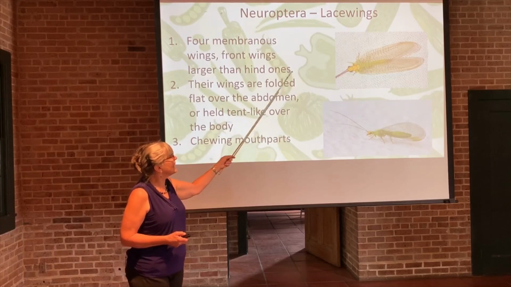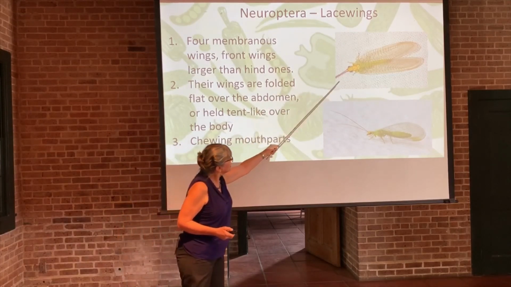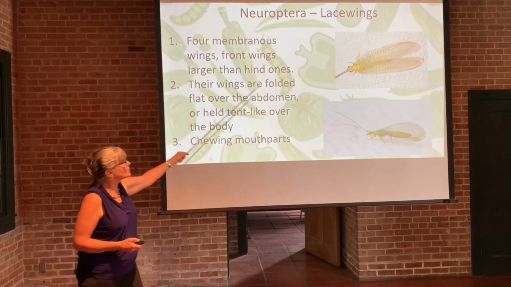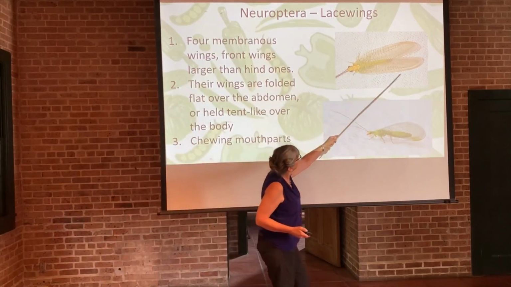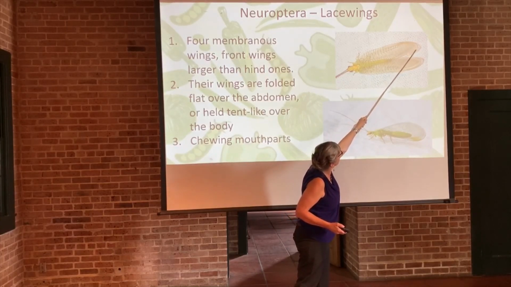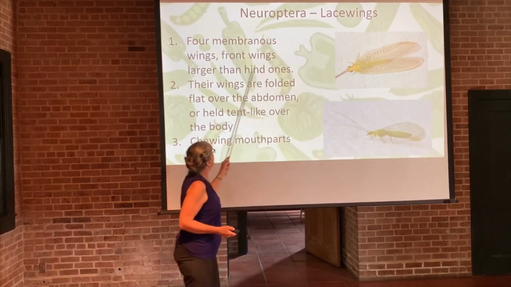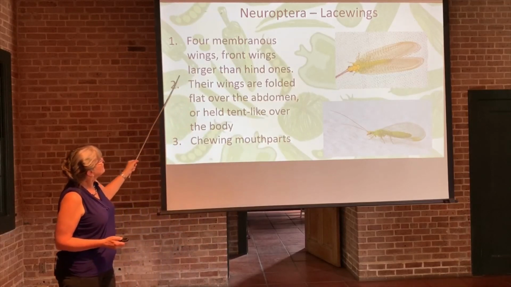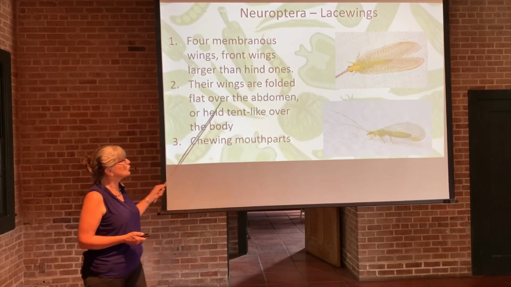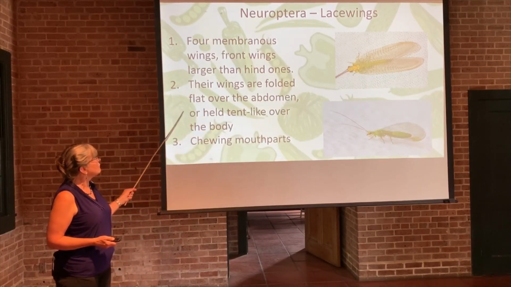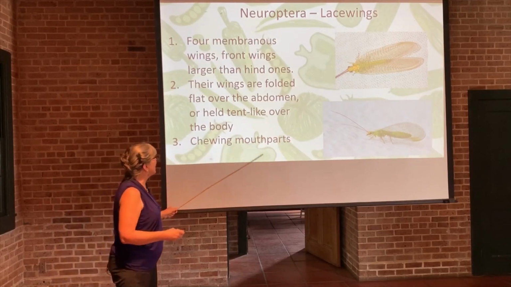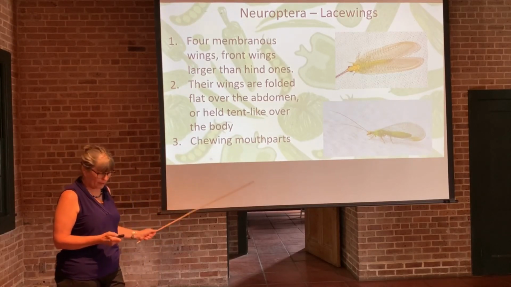Neuroptera. These are the lace wings. Here are two good pictures of lace wings. 4 membranous wings. You can actually see those. If you look at where the edges end, you can tell there's a pair that ends here and a pair that ends here on each side. It says that the front wings are larger than the hind wings. That's where they're hanging over the shorter wings underneath. Their wings are folded, generally held more flat on the abdomen, and they have chewing mouth parts.